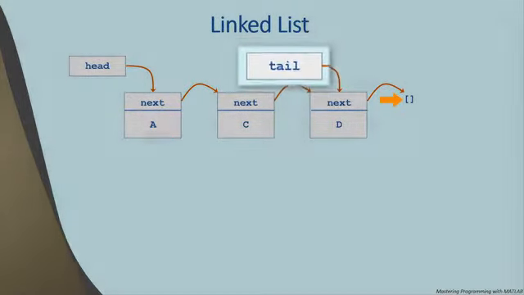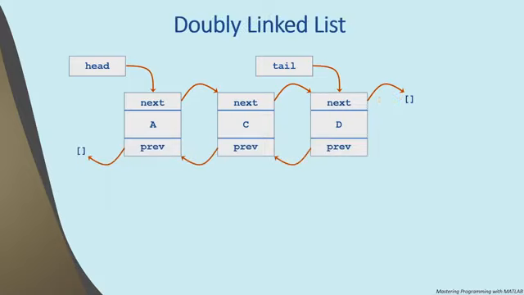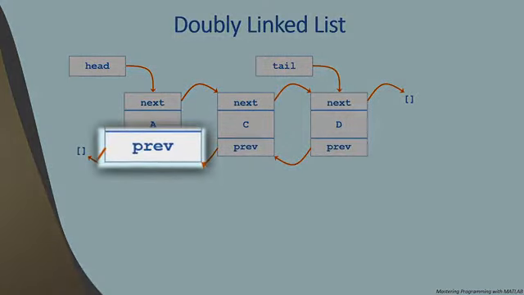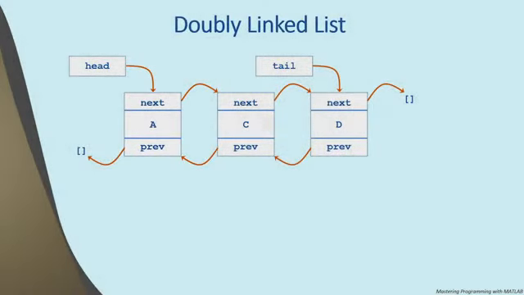A variant of the linked list is the doubly linked list, whose elements have an additional field, typically called previous or prev, that points to the previous element of the list. Using next and prev, we can freely traverse the list back and forth from head to tail and back to the head again.